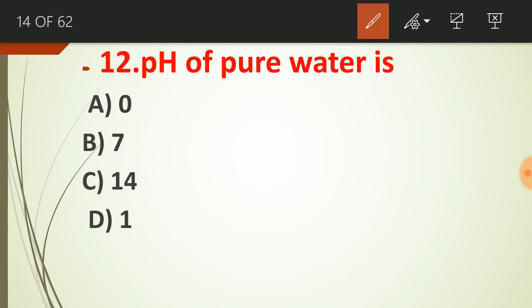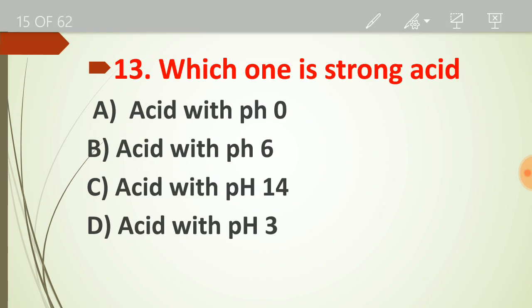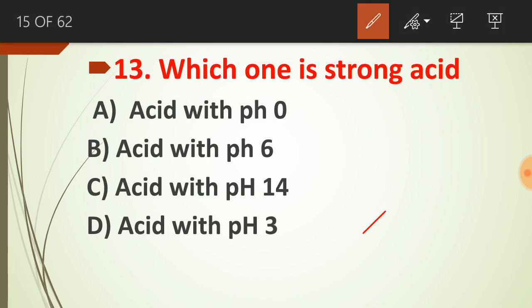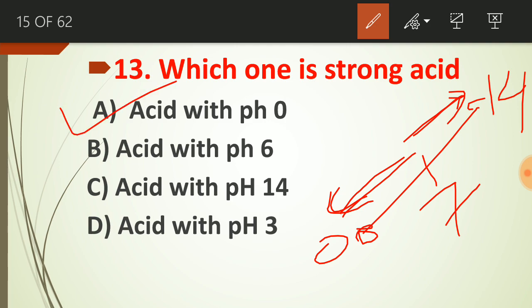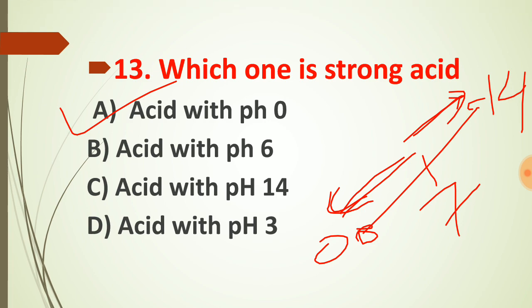Question number 12. pH of pure water is, option choice B is the correct answer. pH of pure water is 7. Let us move to question number 13. Which one is strong acid? In this pH scale, this is the neutral point. If you move towards this, then that is strong acid. If you move towards this, then that is strong base. Strength increases. If strength of acid increases here, strength of base increases here. So if acid with pH 0 is there, then that is the strong acid. So acid with pH 0 is the correct answer for question number 13.